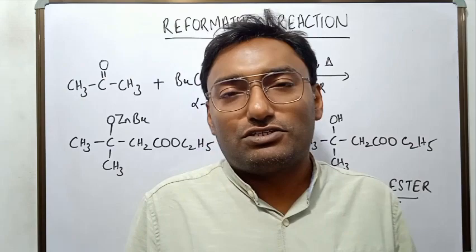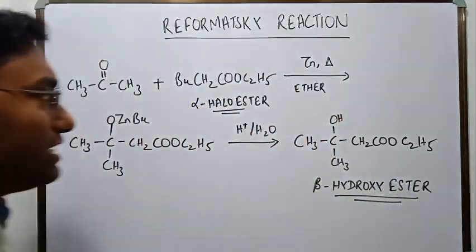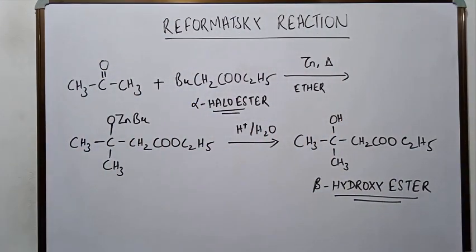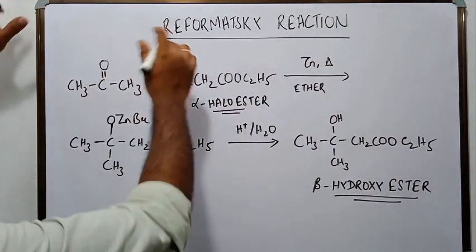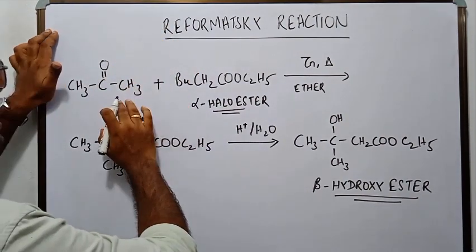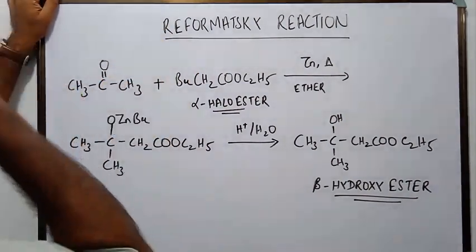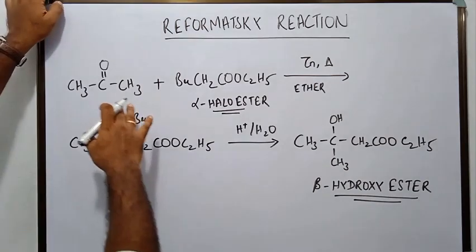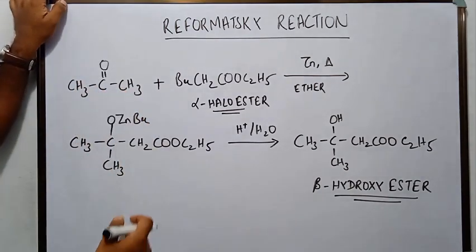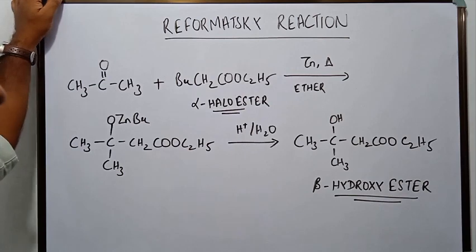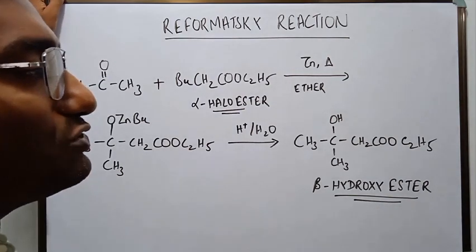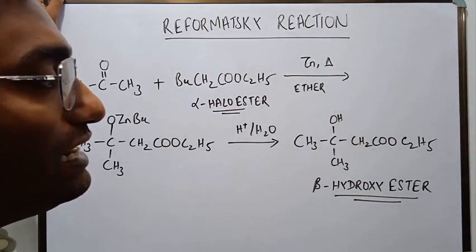Reformatsky reaction. The Reformatsky reaction is shown by carbonyl compounds. What are the carbonyl compounds? Aldehydes, ketones and esters. So this reaction is shown by aldehydes, ketones and esters.